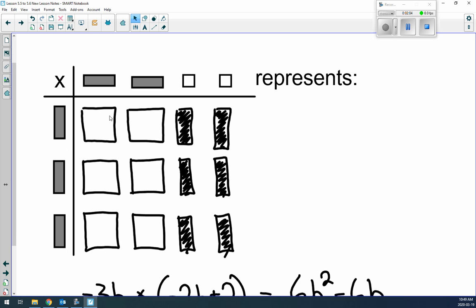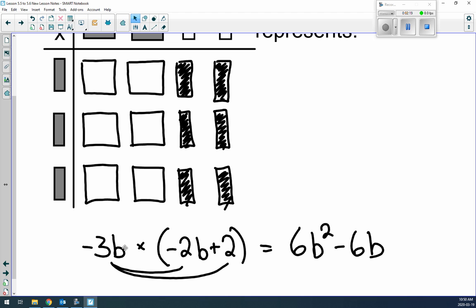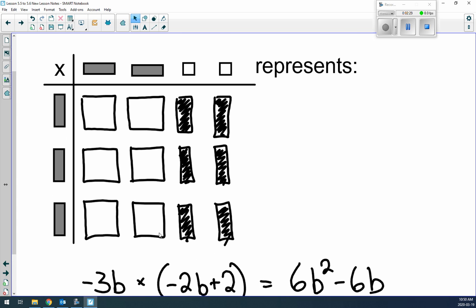So now what we have is, we can represent more stuff here. Oh boy. So what we have here at the top is negative 2b plus 2. And down the side here, we have negative 3b. So again, if you were doing it like the previous one, you would just do negative 3b times negative 2b, and you get your positive 6b squared. And then you could do negative 3b by positive 2 and get your negative 6b. Or you can do it with this graphical image. It's up to you. Okay, that was multiplying.